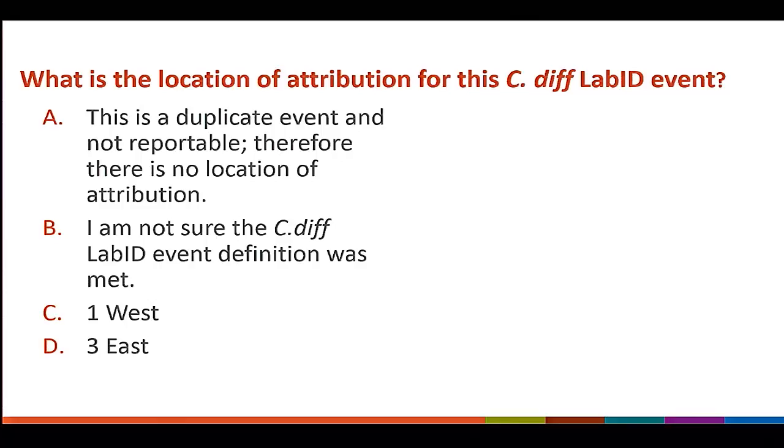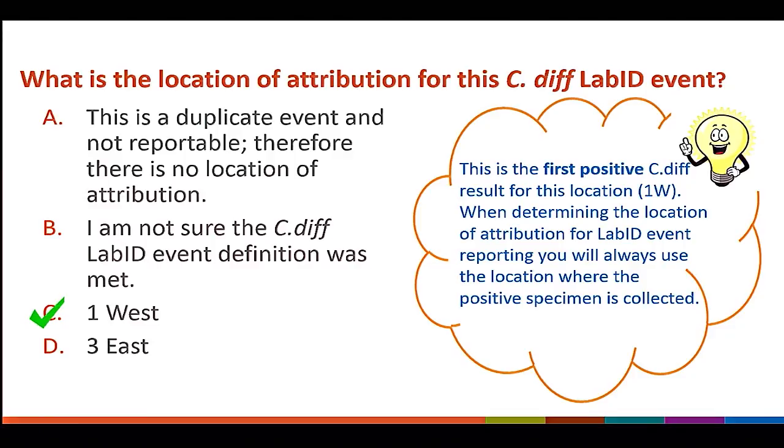What is the location of attribution for this C. diff lab ID event? See? That is correct. This is the first positive C. diff result for this location, which is 1 West. And when determining the location of attribution for a lab ID event, for lab ID event reporting, you will always use the location where the positive specimen is collected.